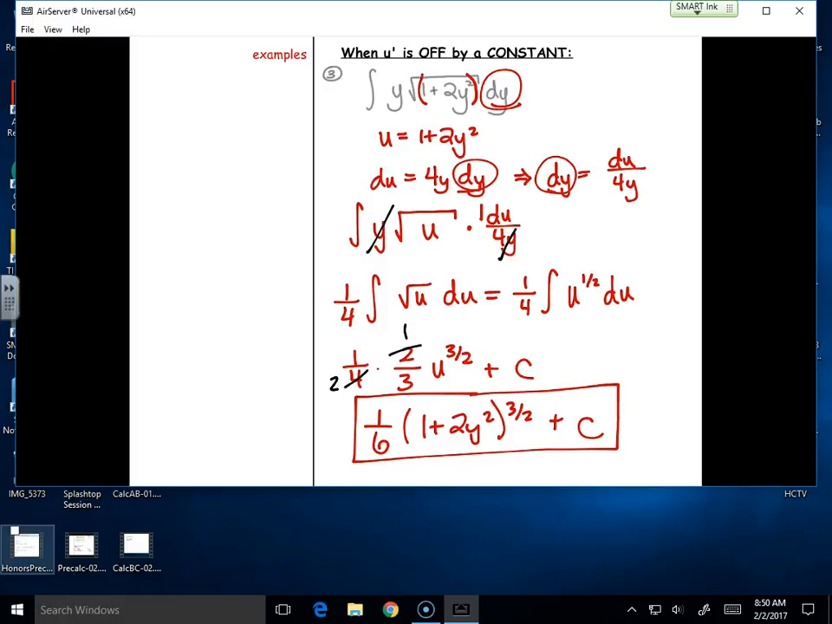Actually, we don't have to worry about the 1/4. Even though Brandon's right, we could think of the 1/4 as being outside of everybody. But when the 1/4 comes into the 2/3 u to the 3/2, that's great. And when the 1/4 comes into the c, isn't 1/4 times any constant just going to be any new constant? We're not doing the whole c1, c2, c3. We can just call it a new plus c.